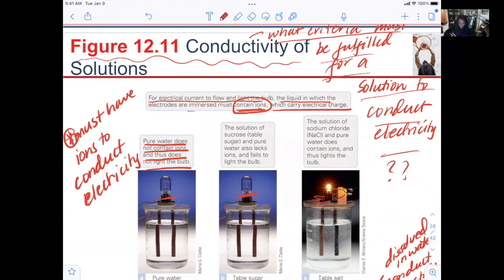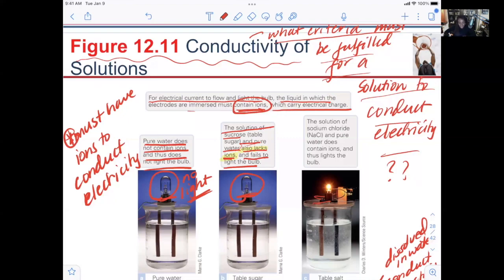And therefore, as we can see here, there is no light, okay? No lighting of that bulb. Next, the solution of sucrose. This is table sugar and pure water. Also lacks ions. Once again, the requirement we see here is must have ions. Does the sugar water solution have ions? No. And because of that, it fails to light the bulb. You look at the bulb again, no light.